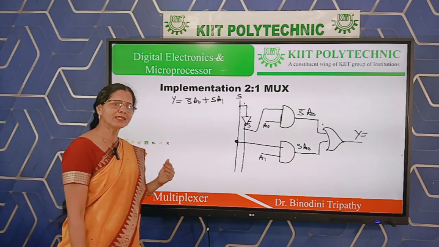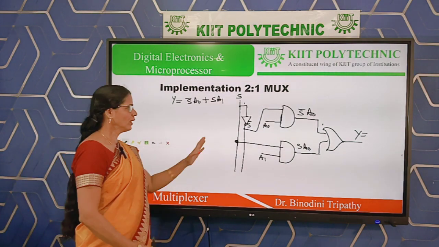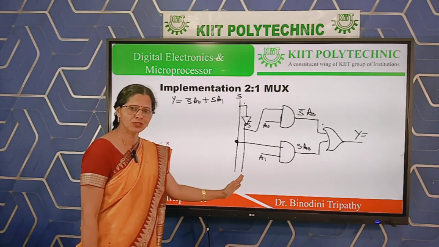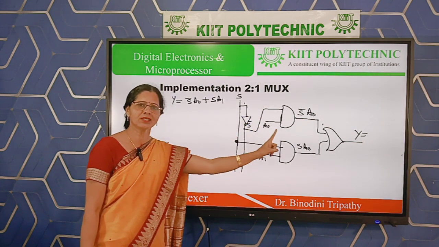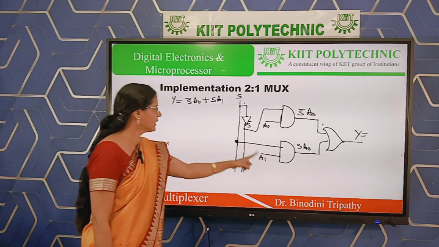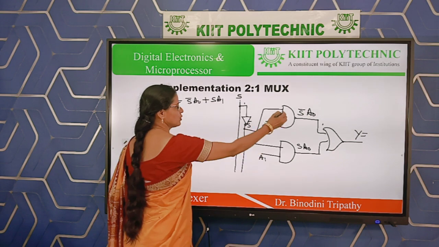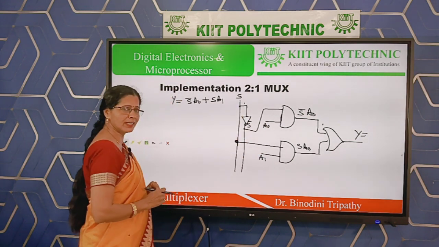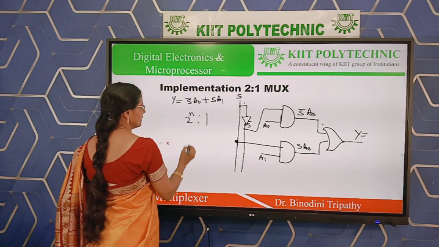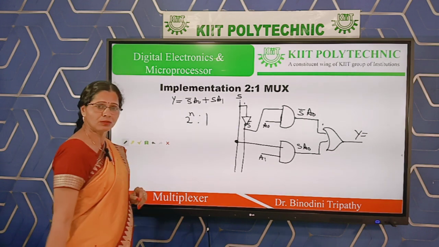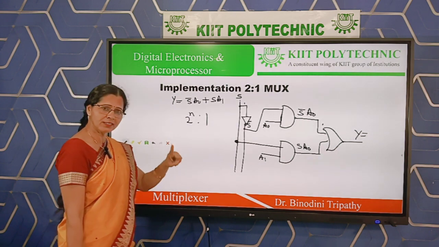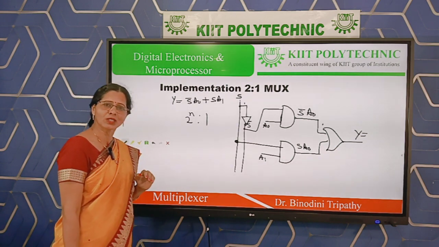In this way we can design larger circuits. You only have to remember one trick about the number of selection inputs, the number of inputs, and the number of AND gates. All sizes of mux require one OR gate. The number of AND gates equals the number of inputs: 2 inputs means 2 AND gates, and 4 inputs means 4 AND gates. For the selection input relation, N is the number of selection inputs and 2 to the power N is the total number of inputs.